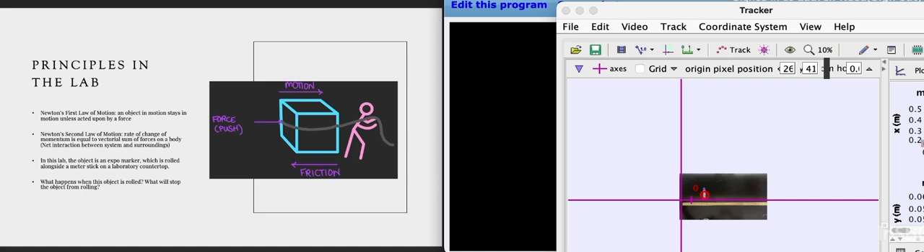For the purpose of this lab, the motion of an expo marker was observed. To have an idea of what may be concluded in this analysis, think about this. Using Newton's first law of motion, what will happen when an expo marker is rolled on a laboratory countertop, and what will stop the object from rolling?